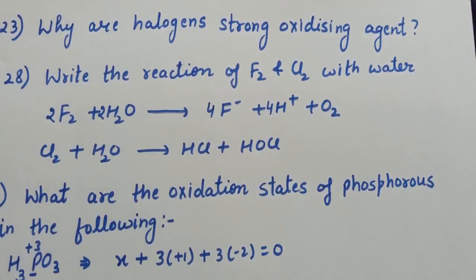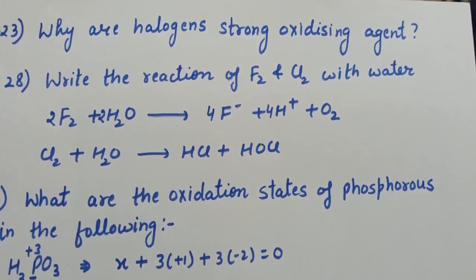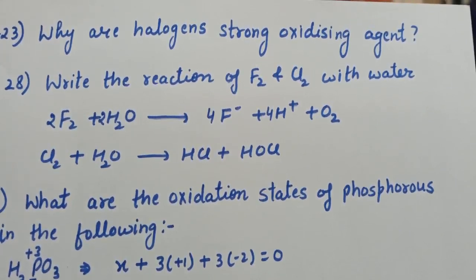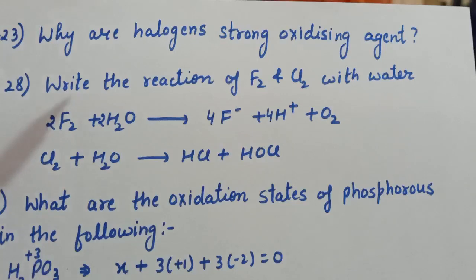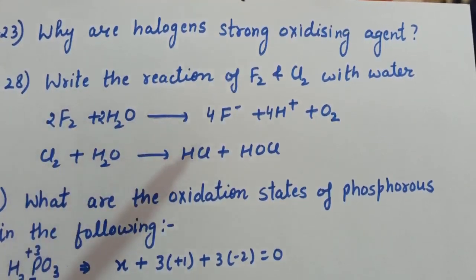And the answer for this question is, halogens easily accept 1 electron to form a stable noble gas configuration, and the value of standard reduction potential for halogens is positive. That is why they are strong oxidizing agents.